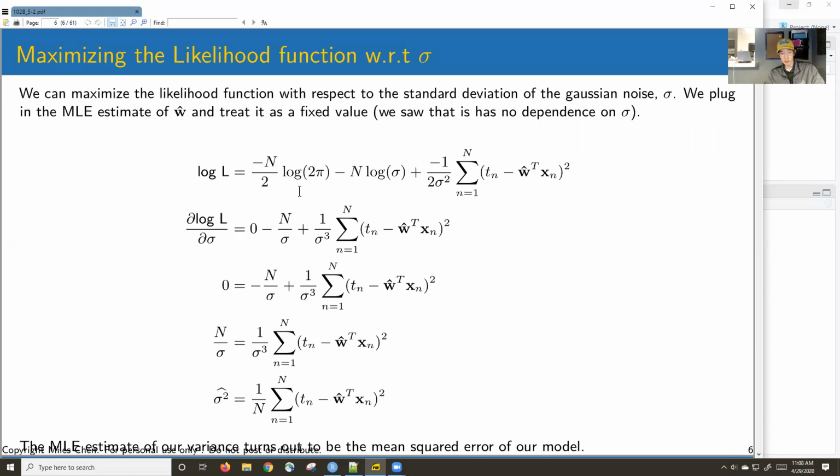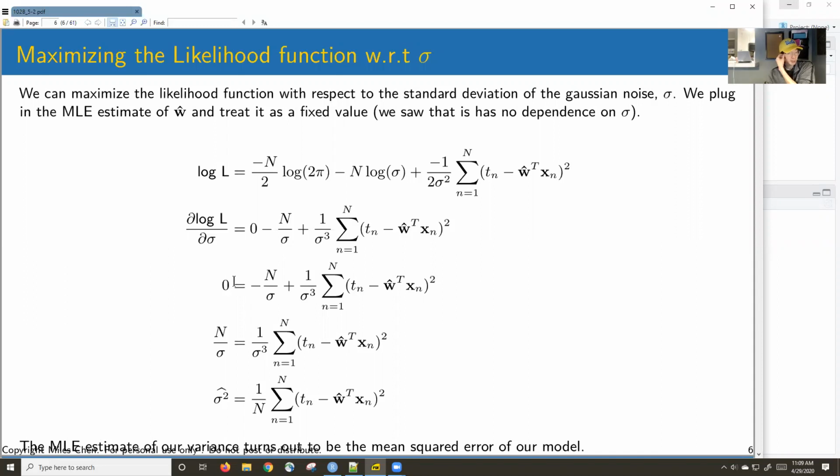The first term is a constant with respect to sigma, so its derivative is 0. The derivative of n log sigma is n over sigma. The last term is basically one half sigma to the negative 2. When you take the derivative of that, the negative 2 comes down and cancels out with the negative one half, and it becomes sigma to the negative 3, so 1 over sigma cubed. The remaining sum is a constant with respect to sigma, so I just bring that whole thing down. So this is the derivative.